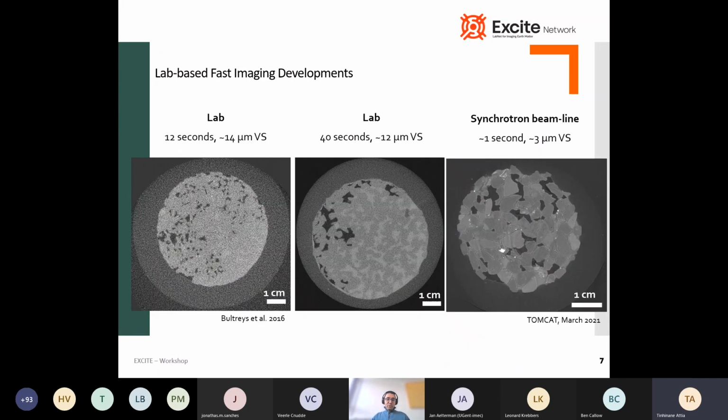In this slide, just to give you an idea about the quality differences, I show you two reconstructed images of our porous medium, one from the lab and one from synchrotron. On the left-hand side, you see an image from a 12-second scan in the lab, which has quite a bit of noise, but in some circumstances it is still enough to study dynamic processes. If we increase the scan time up to 40 seconds, the quality becomes much higher. And on the right-hand side you see the quality we can get from synchrotron in a 1 second scan.